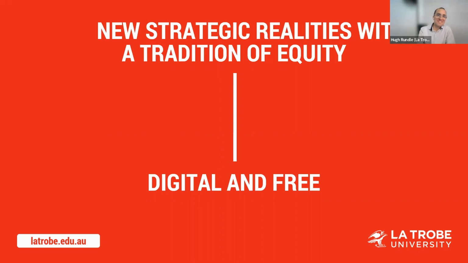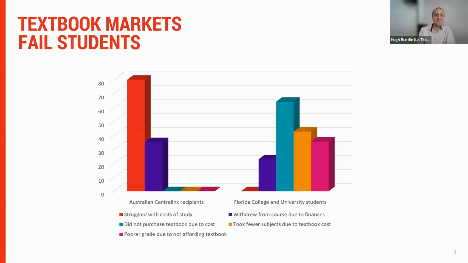Which brings us to the scandalous university textbook market. So you all know textbooks are expensive and students are frequently shocked by the cost. So students often either purchase these expensive textbooks and go without other life essentials, or they don't purchase them and then they suffer academically as a result.